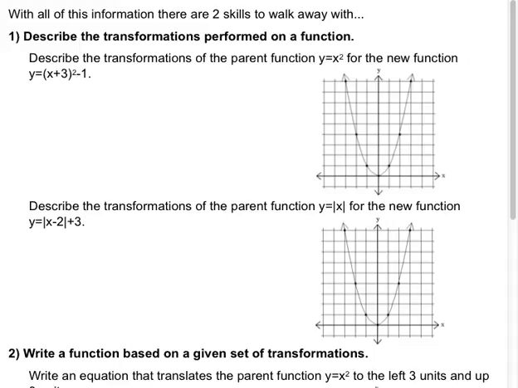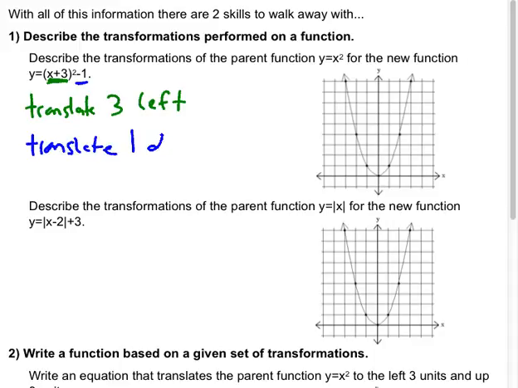So what I would like you to do is now let's interpret this. So here I have two things happening. That plus 3, that is inside my function. So that's going to translate it 3 left, because that's always opposite what you'd expect, and then translate 1 down.